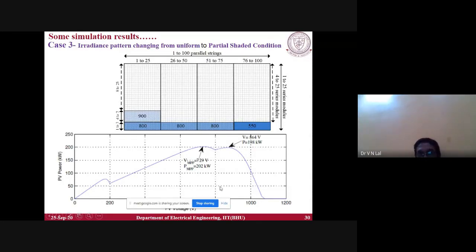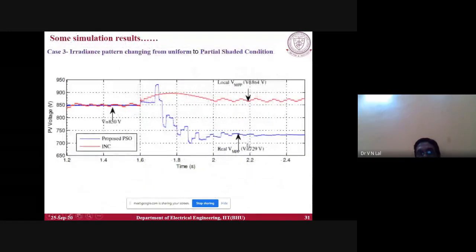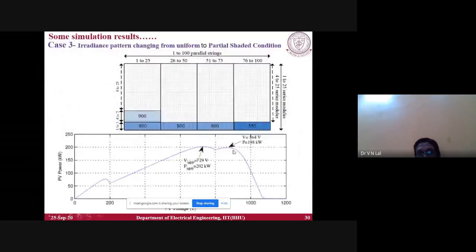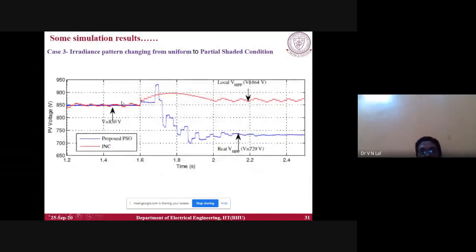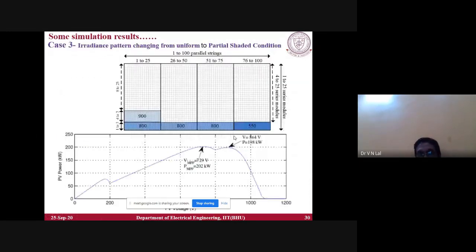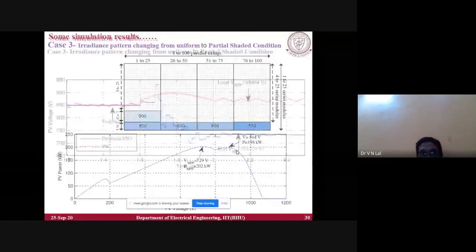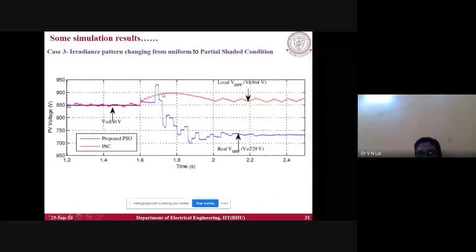From 850 volt here, INC, the red one, will reach 864. It will stick to 864, which is the local MPP. And PSO, starting from 850, will settle at the global peak, which is 729 volt.